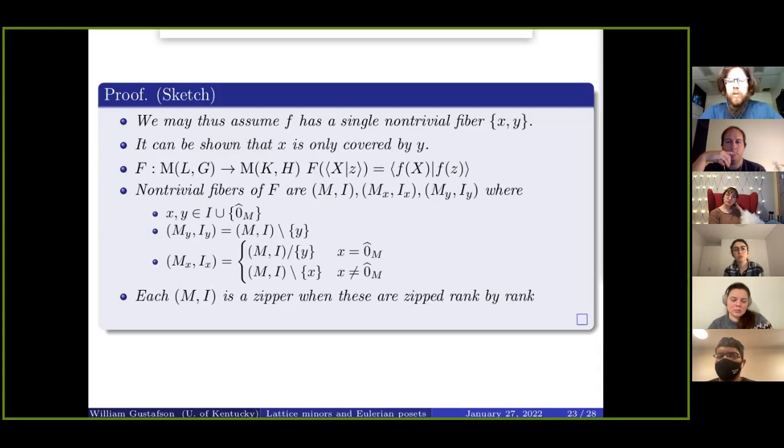And then the last thing to check is that mi is a join of these 2 minors, mxix and yiy. And to do this, I use a characterization of joins in minor posets to show it's a join in the minor poset of LG when we started. And as we go up rank by rank, zipping, it will keep that property, won't destroy it. So that finishes the proof of the zip construction.